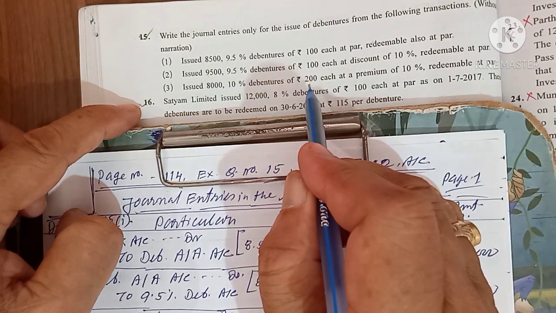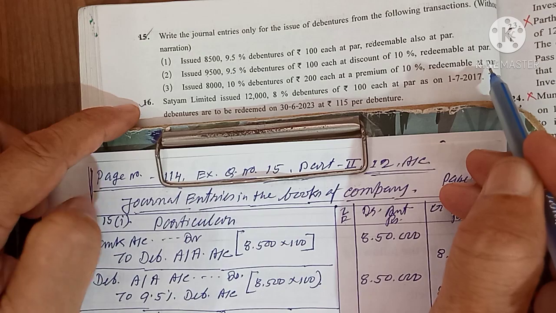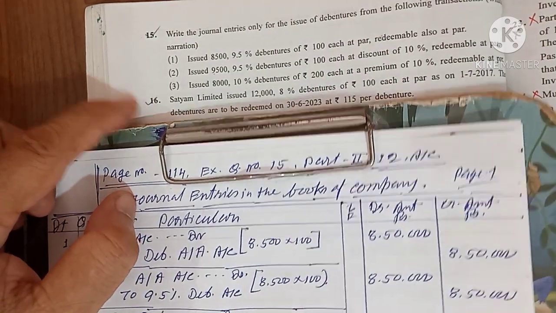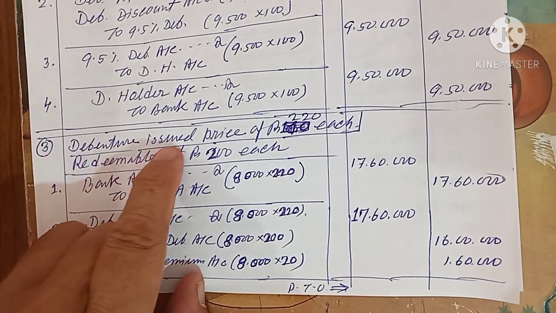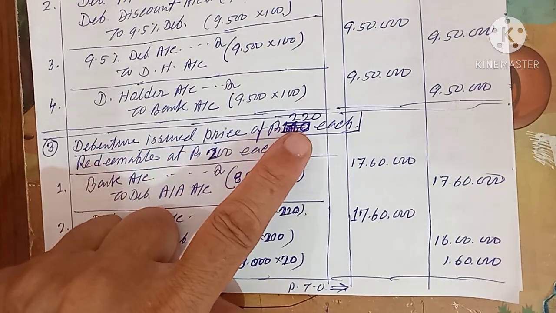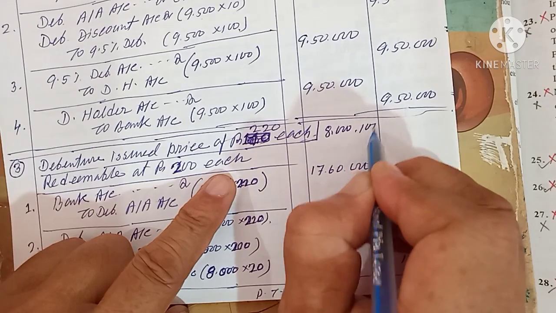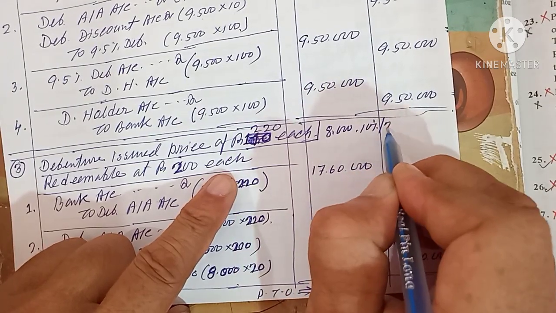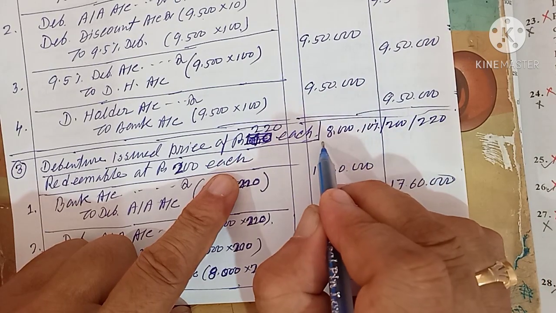10% of 200 is 20. 220 you are taking, and you are giving back 200 at par. How many debentures? 8,500 debentures. Here I wrote it here. Debenture issued price is 220. How many debentures? 8,000 debentures. 8,000 10% debenture of 200 is the face value, and 220 you are taking.